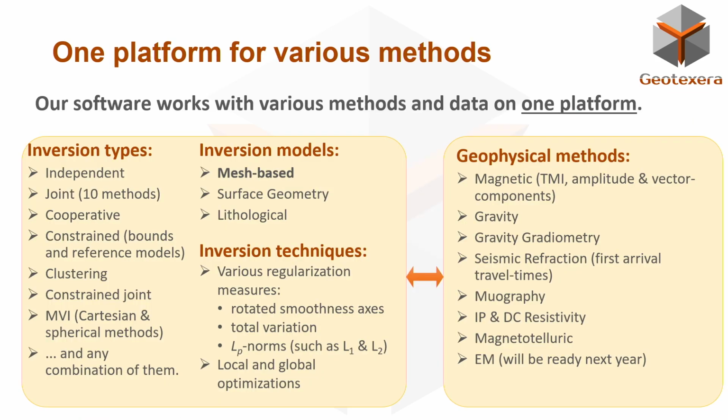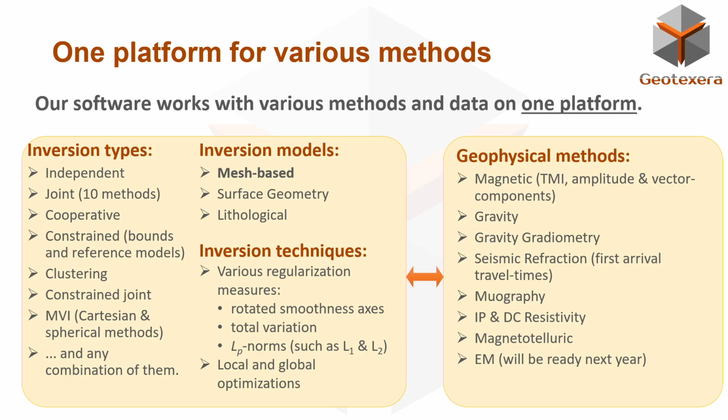So I mentioned our software. It's not bad that I just say what the software is. We call it one platform for everything. I mean, we have added many tools and methods. For example, there are different inversion types that you can do: independent, joint, cooperative, constraint, or clustering, constraint, joint, any combination of them. Everything is on one platform. You can take advantage of one of them or many of them.